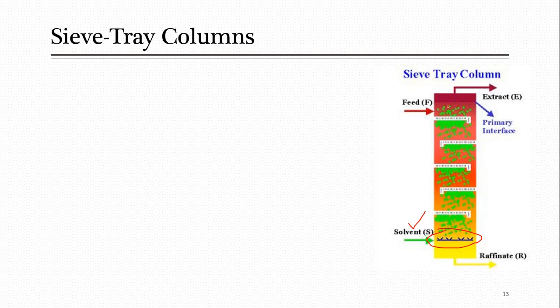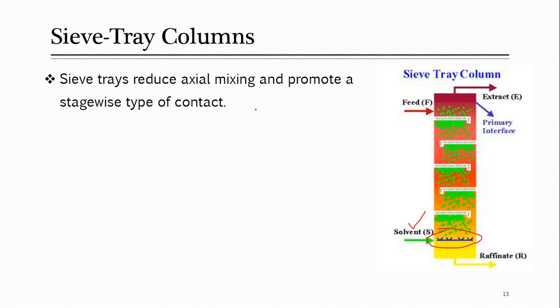So at the end of the day, in the same vessel, their contact also takes place, as well as they get separated from this vessel, the heavier leaves from the bottom as a raffinate, and the lighter one will leave from the top as extract. Sieve trays reduce axial mixing, and promote a stage-wise type of contact. Actually, axial mixing is a problem, as we said, in the spray tower as well as packed tower, so that is somehow more reduced in this kind of system, in the sieve trays.